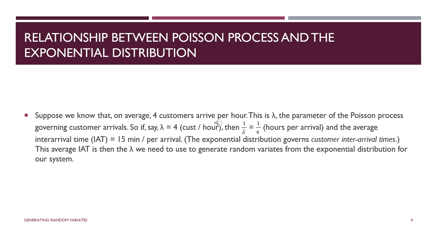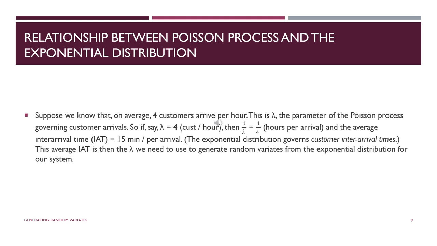This is to remind you of the relationship between the Poisson and the exponential distribution. The Poisson is a discrete distribution. The exponential is a continuous distribution. And we run into these a lot in discrete event simulations. Suppose we know that on average, 4 customers arrive at our system, whatever it is, per hour. Well, that almost exactly fits the definition of a Poisson process: discrete events in a continuous interval. So this 4 must be lambda, the parameter of the Poisson process, which is not a function and doesn't change. It's a stationary Poisson process.